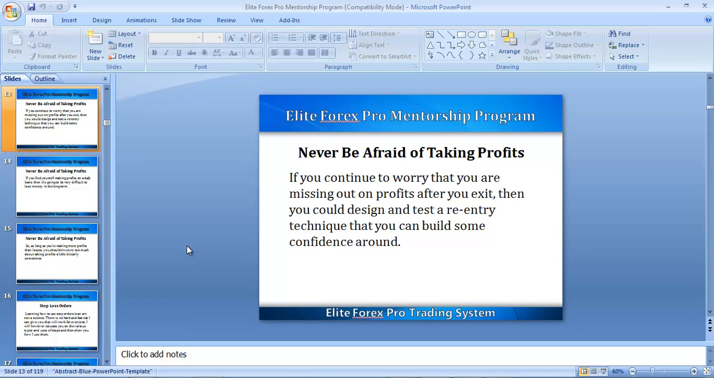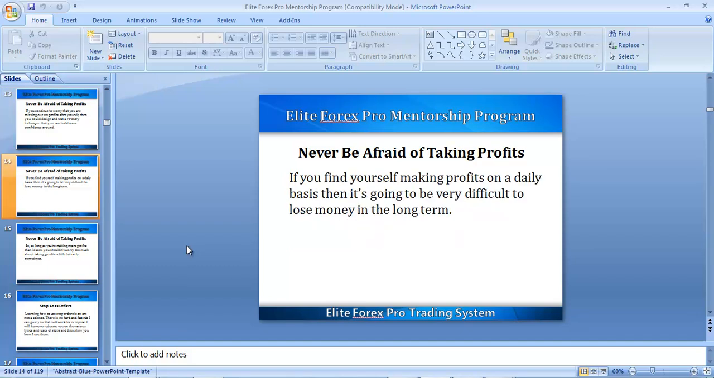If you continue to worry that you are missing out on profits after you exit, then you could design and test a re-entry technique that you can build some confidence around. It's good when you think like you can just re-enter, or you could just put a take profit of £10. You can bring the £20 down to, let's say, £10 or £8, and then you can go out and do other things, and you know that definitely it will bank that money for you.